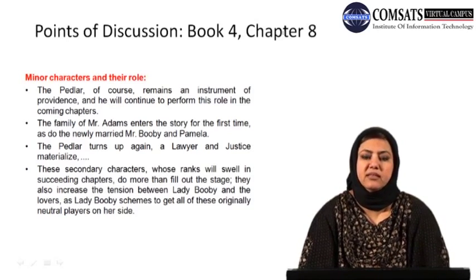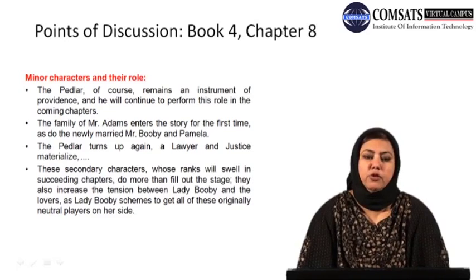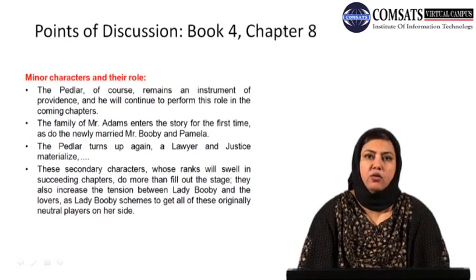The peddler, of course, remains an instrument of providence, and he will continue to perform this role in the coming chapters as well. If you remember, while they were traveling back home, it was this peddler who, at a point where they needed money to pay the bill for the inn, appeared again as an instrument of providence. Sent by fate, and he helped them.